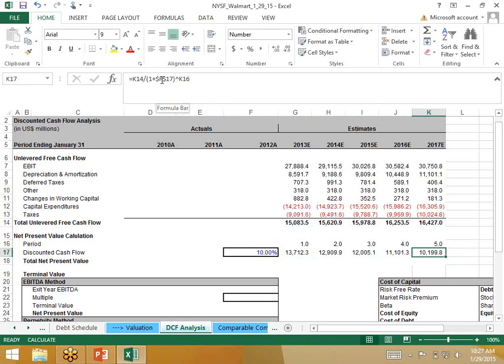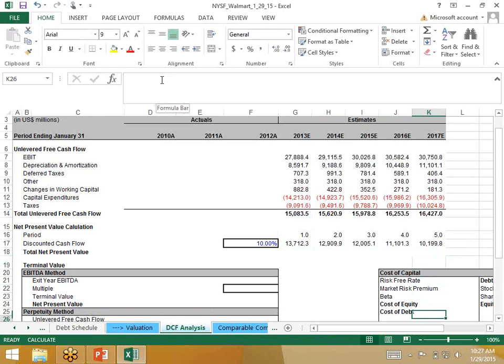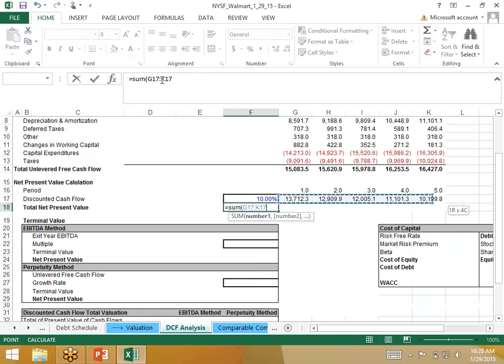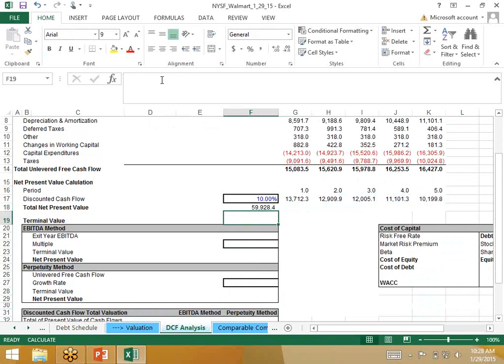Any questions on that? Okay. And so the total net present value of the business over 5 years is a sum of these discounted cash flows. So $59 billion is the present value of the business for the next 5 years. That's the idea.